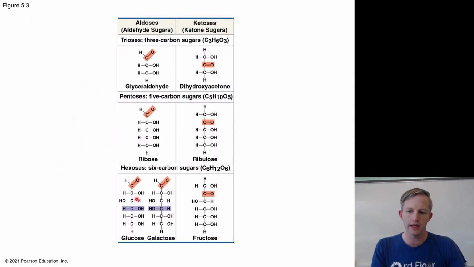I just want to highlight, we don't need to know these structures, particularly the linear versions of these, but I just want to highlight, for instance, glucose and galactose, which have the exact same elements, the exact same general arrangement.